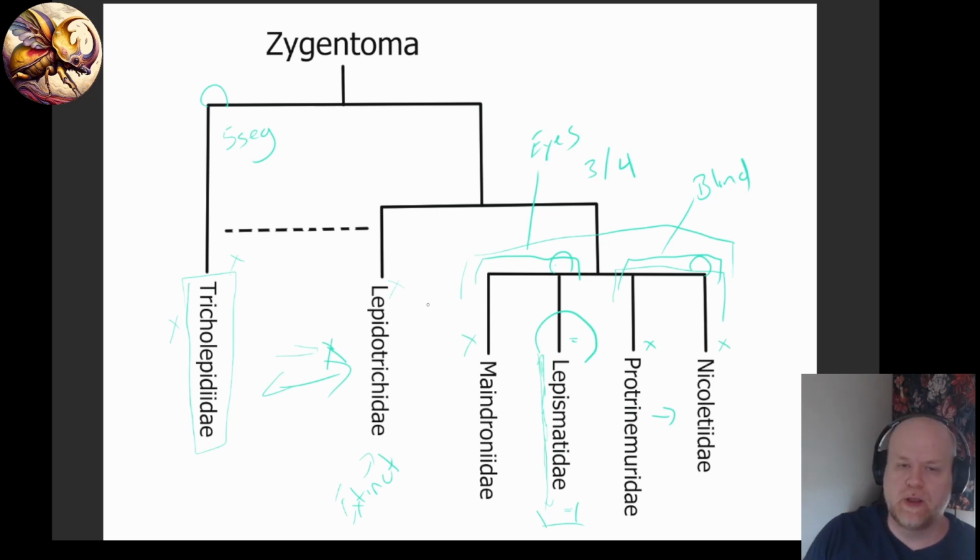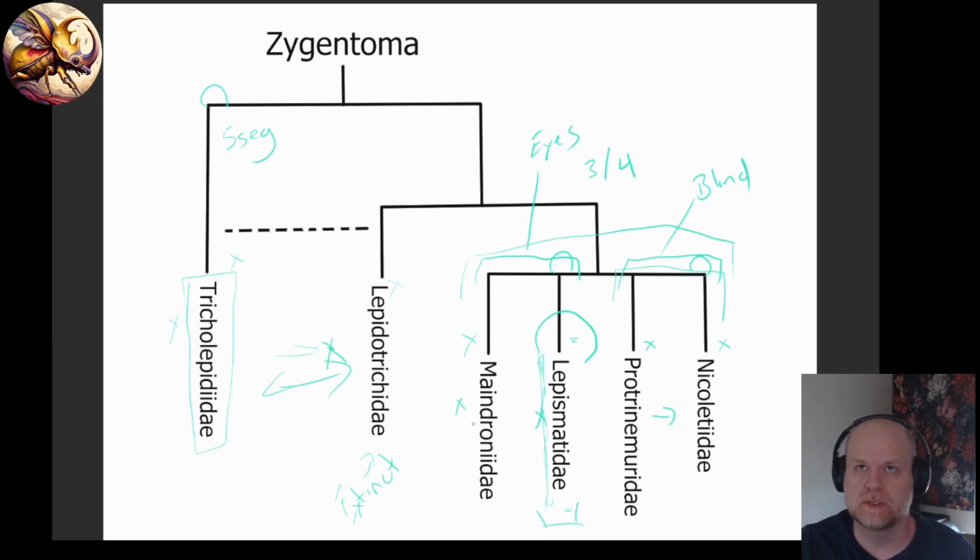Additionally, scales are variable. The Lepismatids always have scales, and then scales on these other ones are variable. The Maindroniids that I've been able to see, there aren't a ton of good pictures that are free for use or free of copyright, but you can find pictures of them on the internet. Like I said, these are desert dwelling, and they tend to not have scales, but they also tend to have a very distinctive body shape, which I will show you in just a minute.